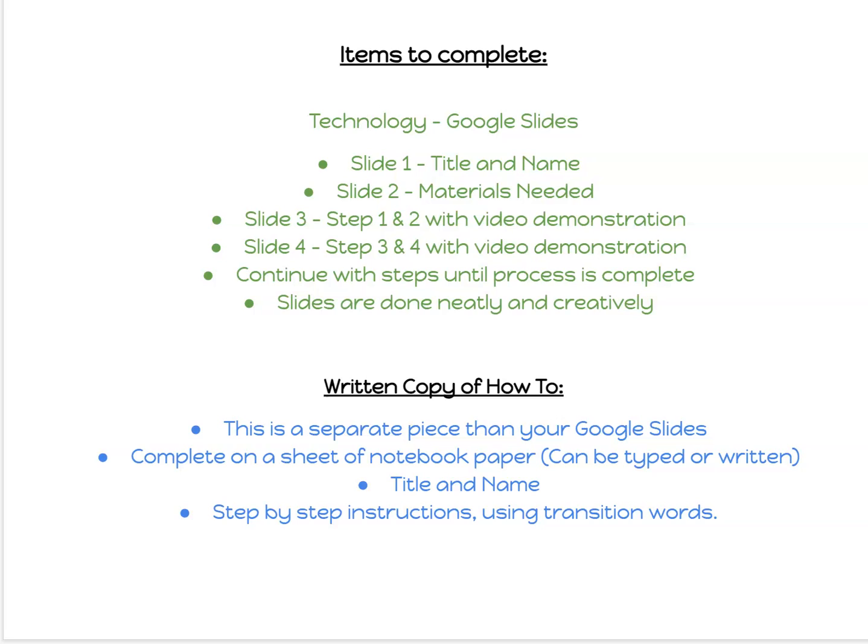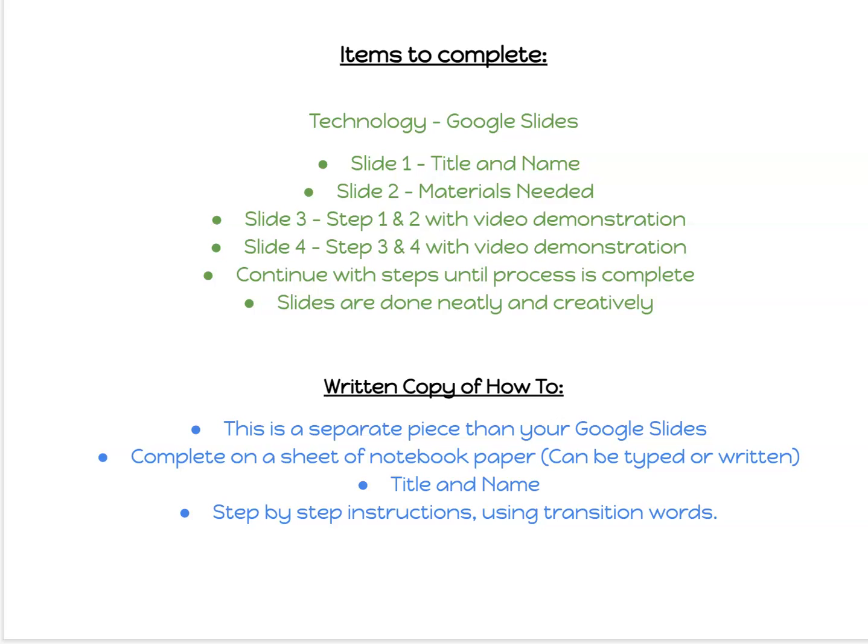And so here's what you will be making. You will create a Google slide presentation, and on each slide you will have what's listed here. Slide 1, you'll have your title and name. Slide 2, you'll need to list your materials needed. And then on the following slides, you will have 2 steps with your video demonstration.